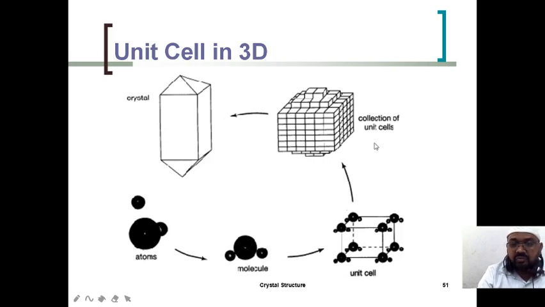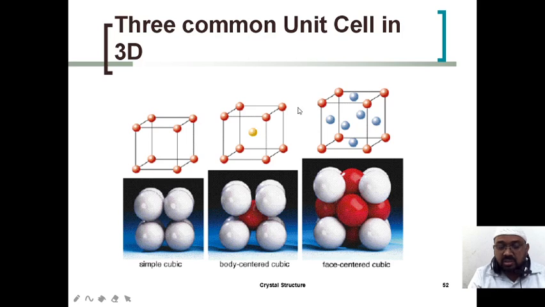And for this collection of unit cells, you can see this unit cell is only a single isolated one. So you have numerous such isolated unit cells here. You can just imagine this, right? I'm talking about all these unit cells. So this is 3 dimension.